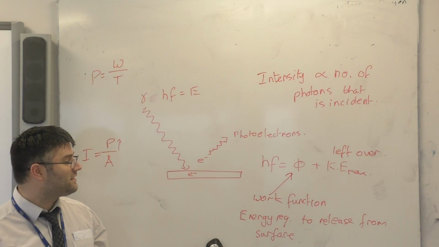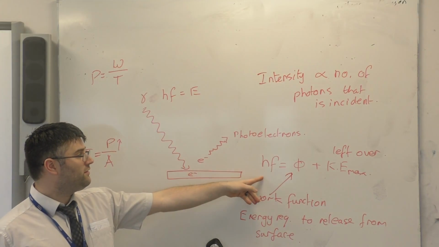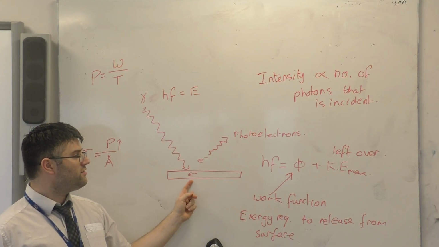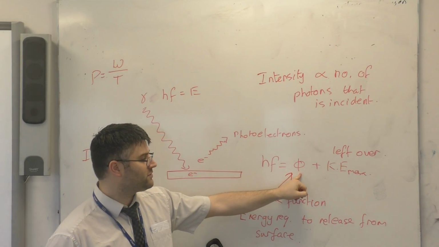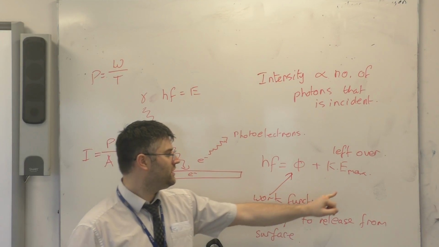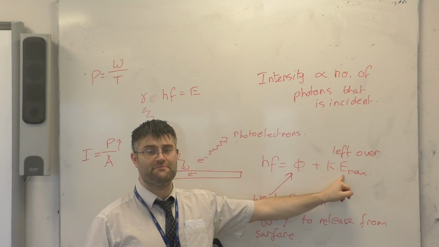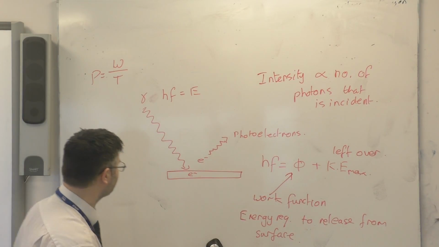It's all basically: energy of the photon, energy given to the electron, enough energy to release it, a minimal value, also known as the work function. KE max is the maximum kinetic energy.